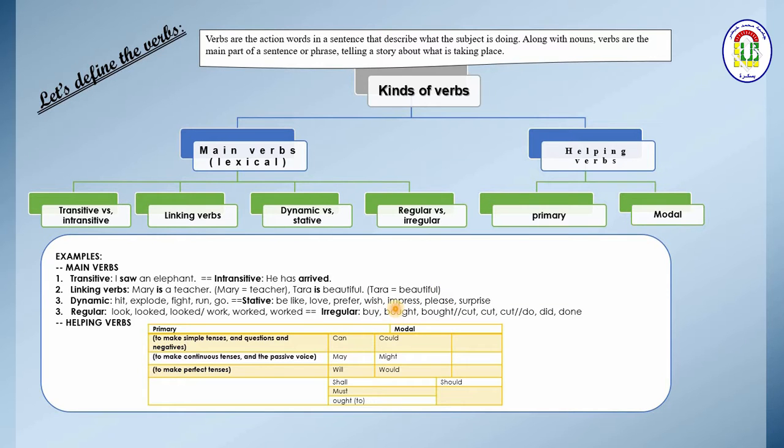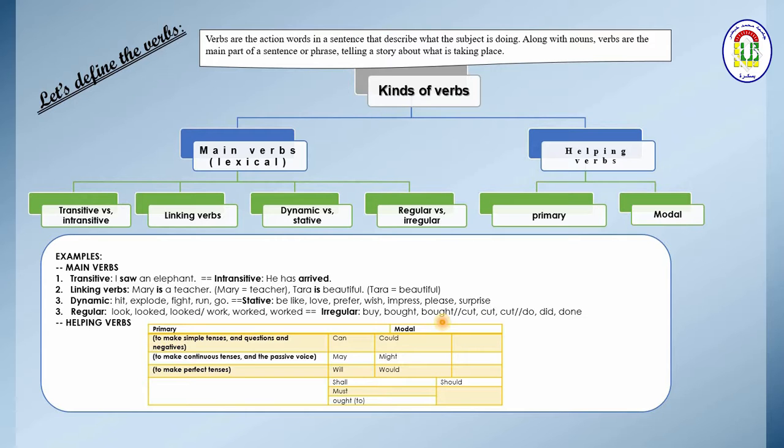Here for the irregular, each verb has its own past tense and its past participle. Like here we have buy, bought, bought, cut, cut, cut, do, did, and done. So these verbs change differently, so they do not have a certain rule. So I say bought, bought. In another example, I can say go, went, gone. So it changes totally. From go we have went. Go and went are not the same. Even the letters are not similar.